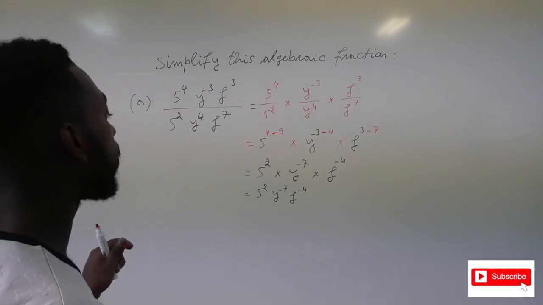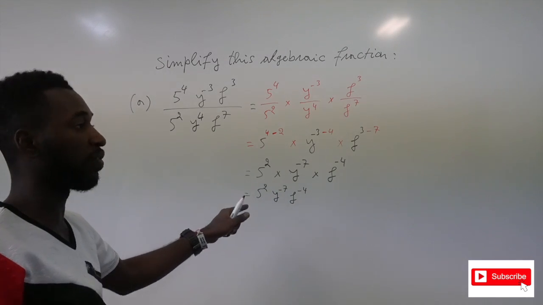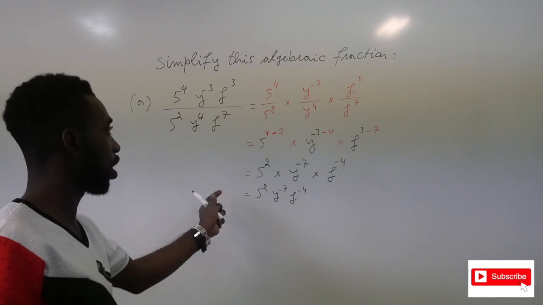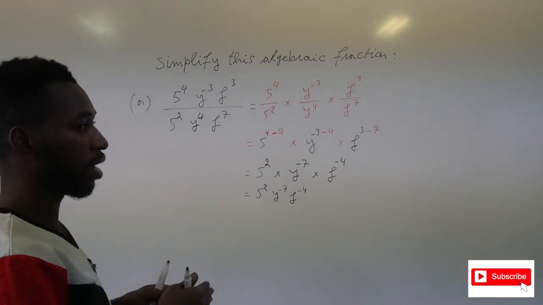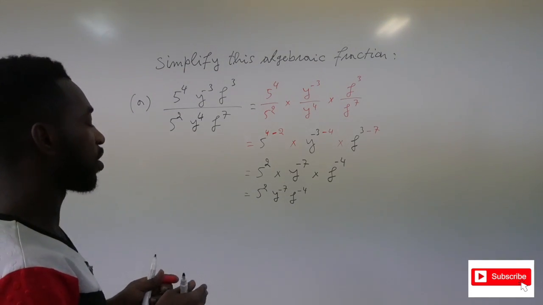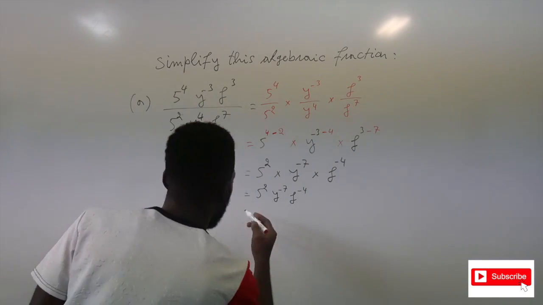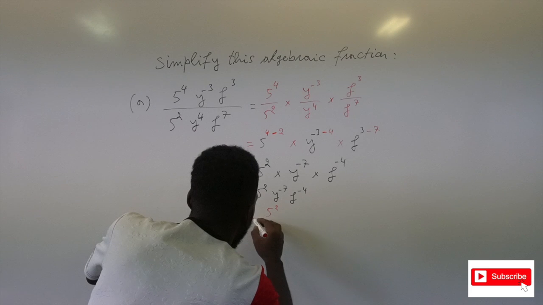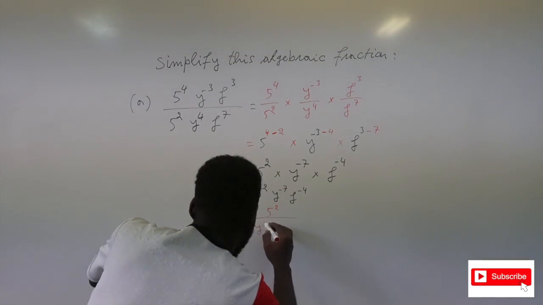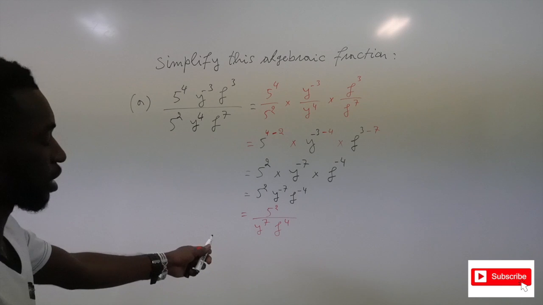It's acceptable. However, many teachers would prefer to have the power as a positive power, right? So if the question asks you to simplify this algebraic fraction and also write your final answer with positive powers, what you then do is write 5 squared over y to the power of 7 f to the power of 4. Right? So this is an acceptable answer.